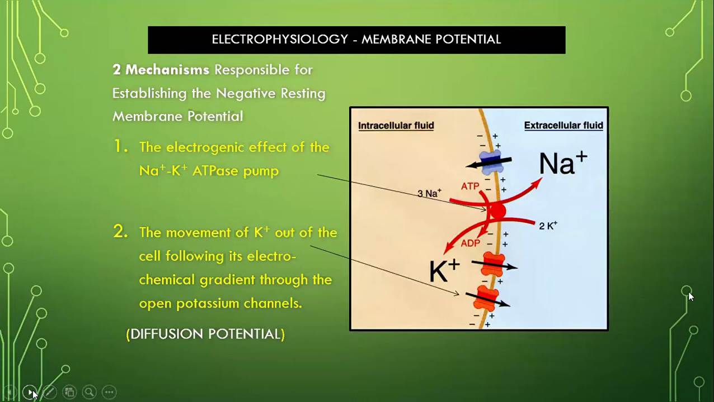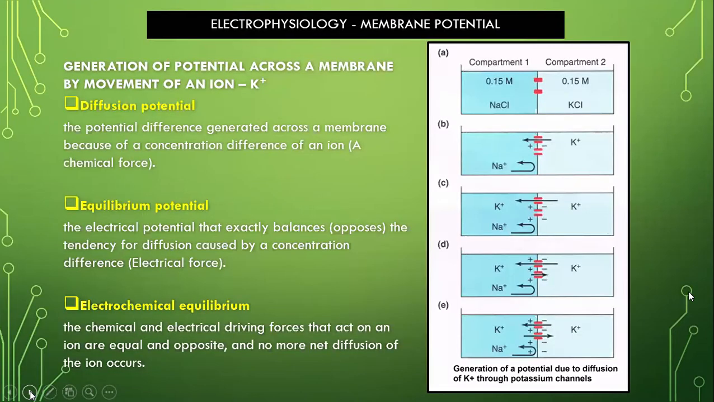You know, because potassium is very leaky, it keeps on going out and going in. Very unstable. It would like to keep on moving. Generation of potential across a membrane by movement of an ion, potassium. You have your diffusion potential, and you have your equilibrium potential, and you have your electrochemical equilibrium.